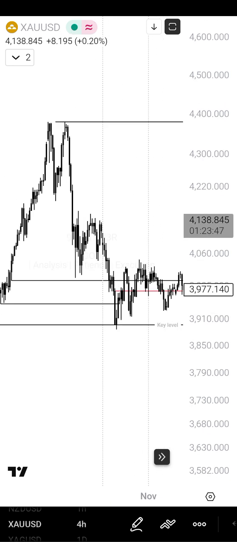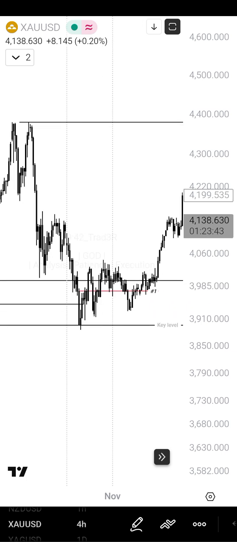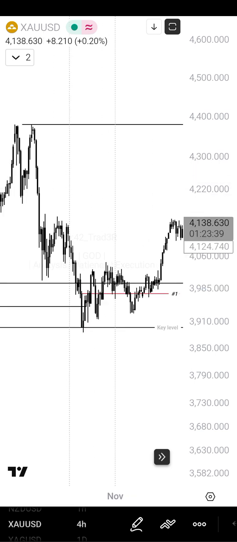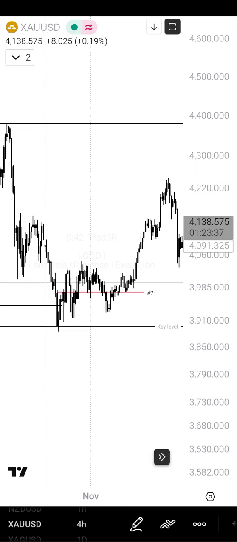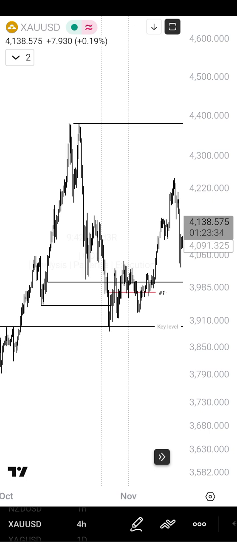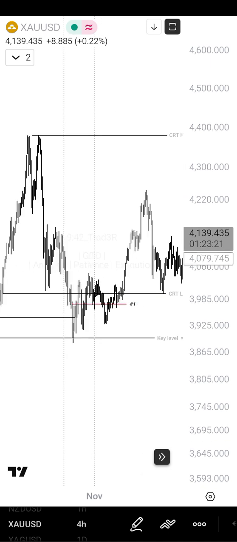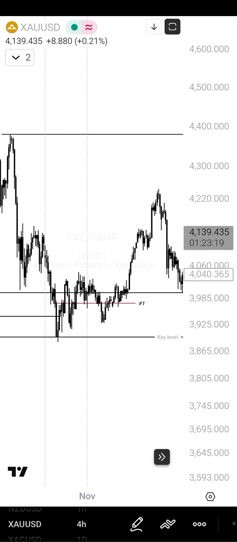For every impulse move to occur in the market, you will see some sort of manipulation into a key level, taking out old pre-manipulation liquidity pools into the key level, before you see expansion like this.